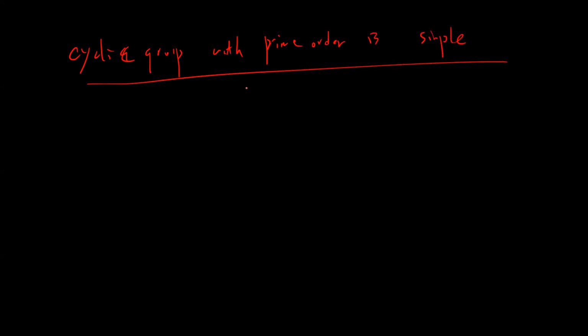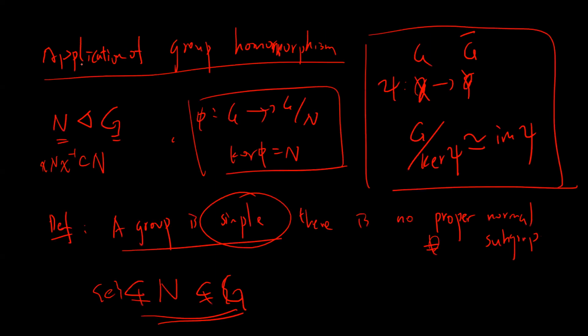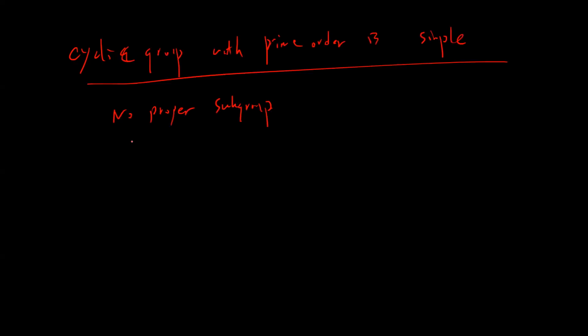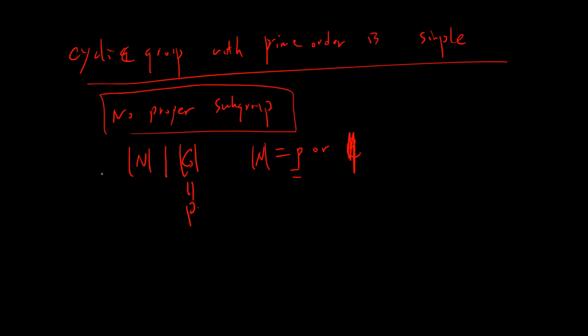Okay, so a cyclic group with prime order is simple. The reason is that there's no proper subgroup. If you have a subgroup N, then by Lagrange theorem the order of N must divide the order of G. But G is just a prime number P, so the order of N must be P or one. If it's P, then it must be the whole group. If it's one, then it must be the trivial group. So no proper subgroup.